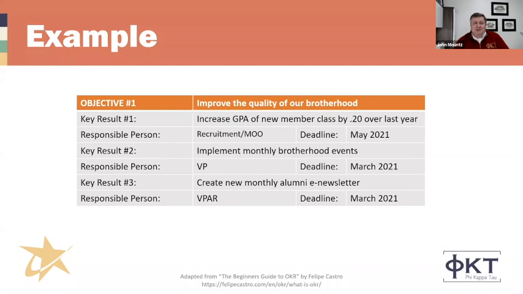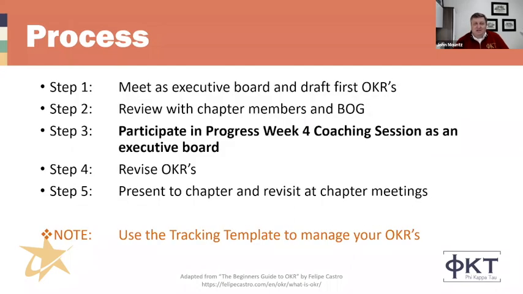So let me give you a timeline and a process. Step 1, meet as an executive board and draft your first set of OKRs. Do this now. Don't wait till Progress is over because we're going to have something for you to do in week 4. Start now at your next executive board meeting. Talk about what you want to achieve. Not just we want to do this or that, but be very specific and stretch. Remember, you have to aspire to great things.